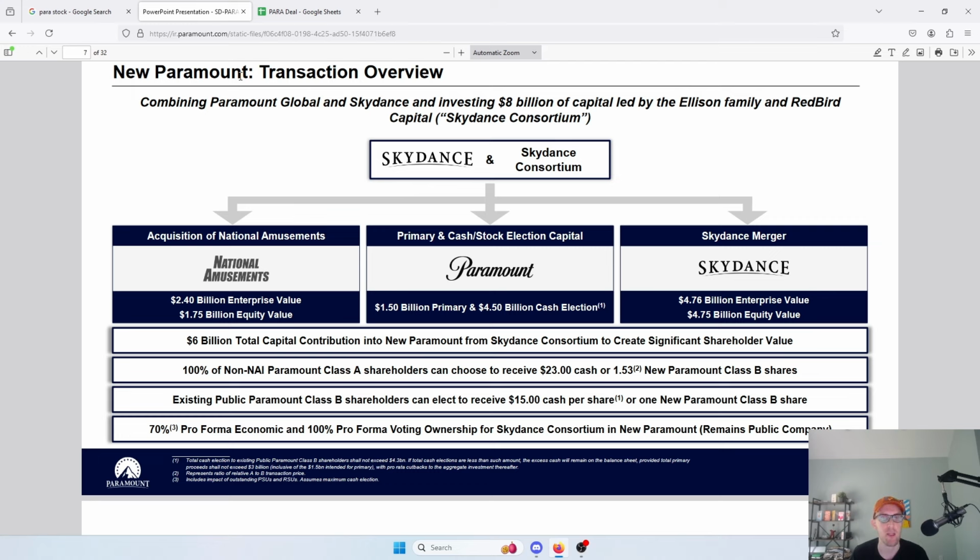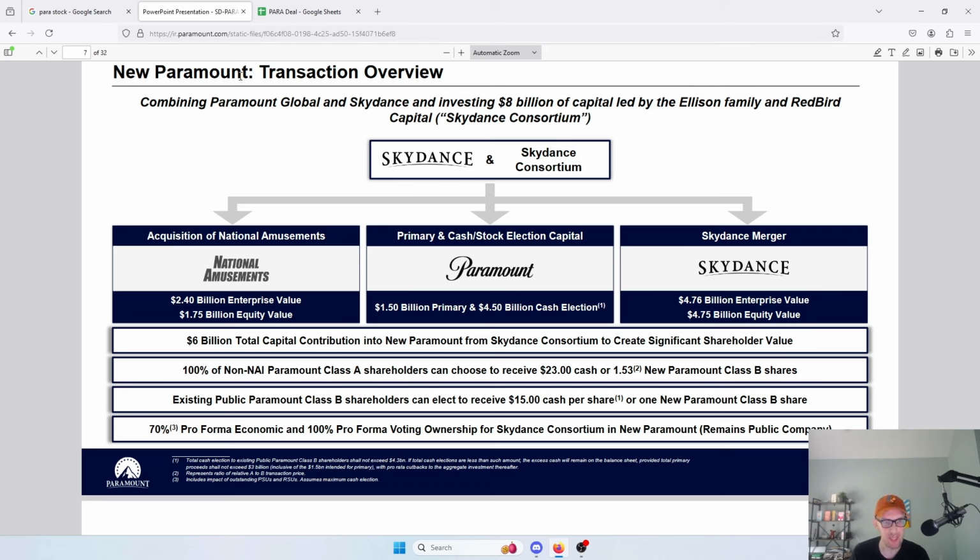The other $4.5 billion is being used to give Class A and Class B shareholders an opportunity to cash out. First, the Class A shareholders, the ones that have the voting rights, are going to be offered either $23 per share in cash or 1.53 shares of this new Paramount Class B share. They're definitely losing those voting rights because Skydance Consortium wants to have 100% of those voting rights, and they can either take cash or they can take some shares. Now, the rest of that money, about $4.3 billion or so, is being used to offer Class B shareholders, people who have PARA, either $15 in cash or one new Paramount Class B share worth, in theory, about $15.